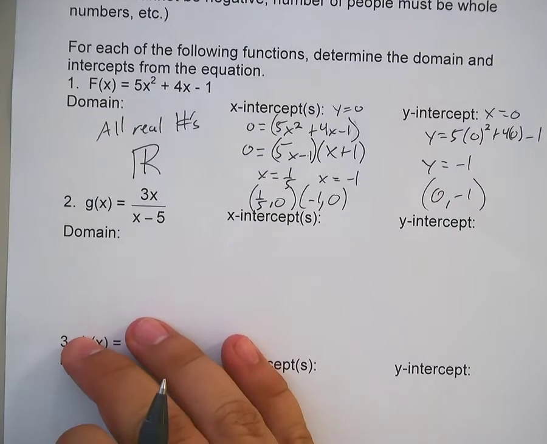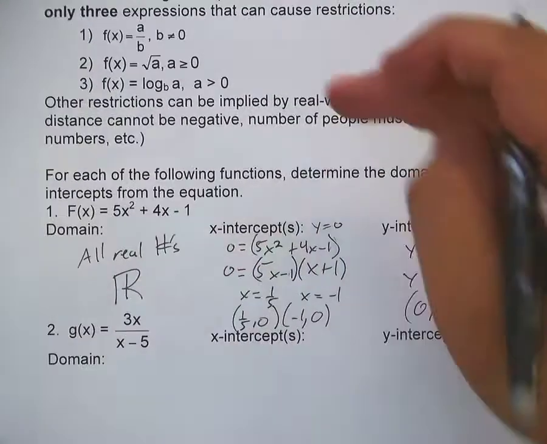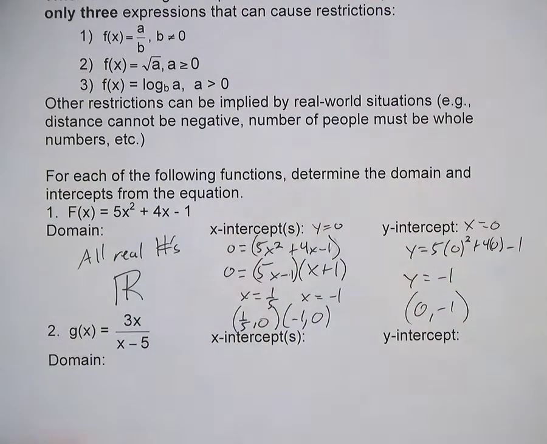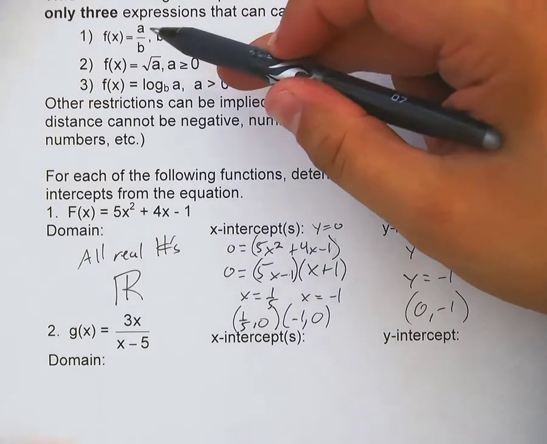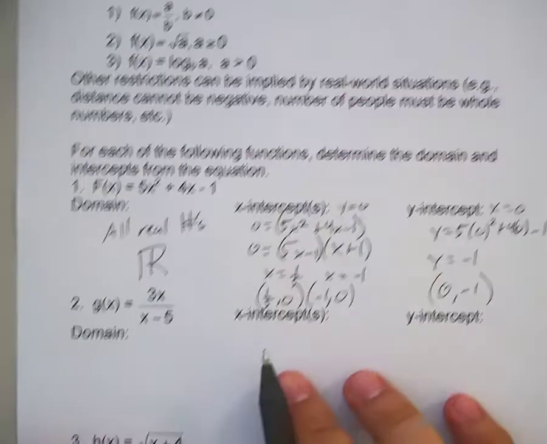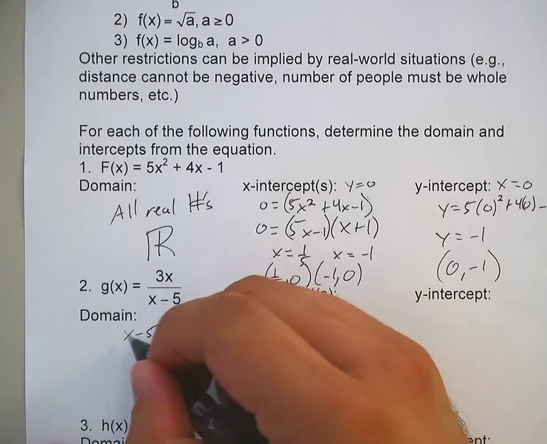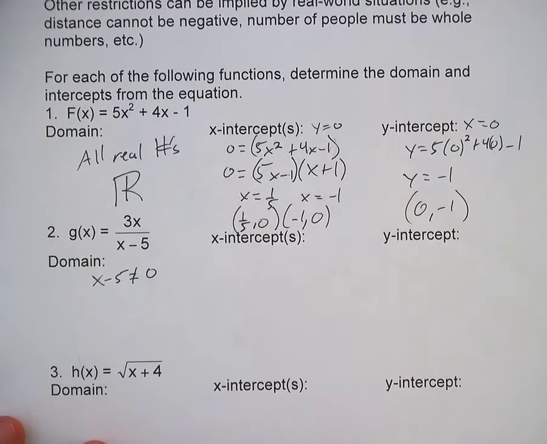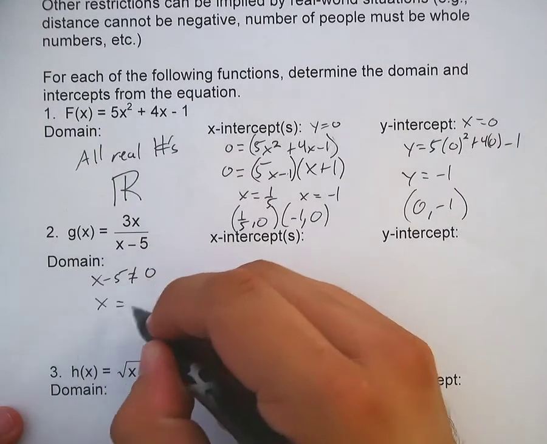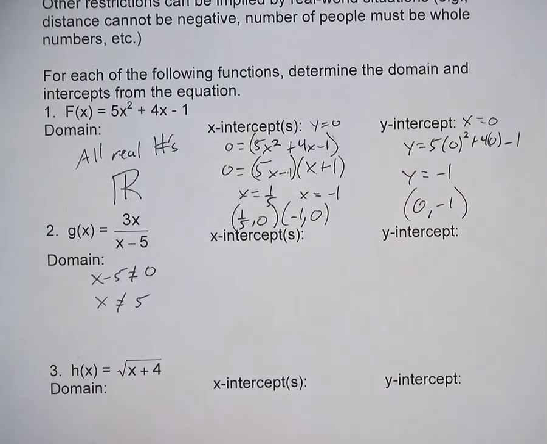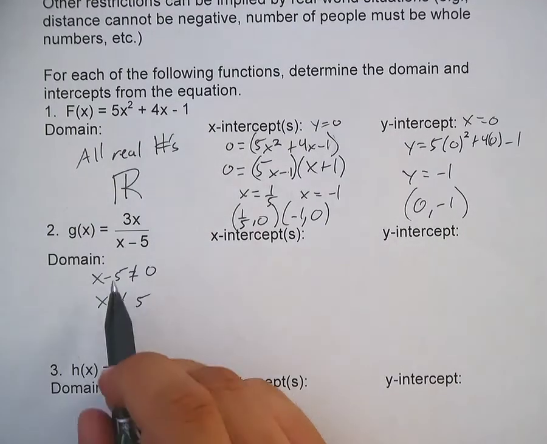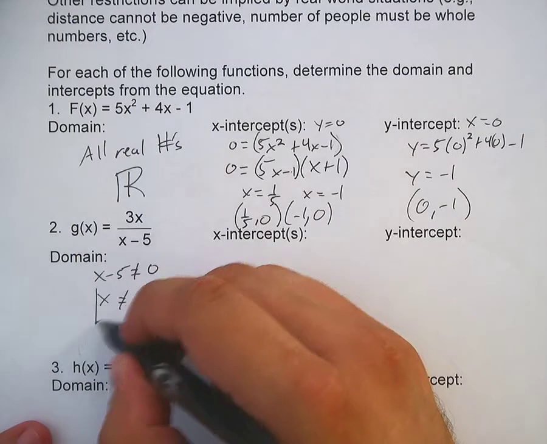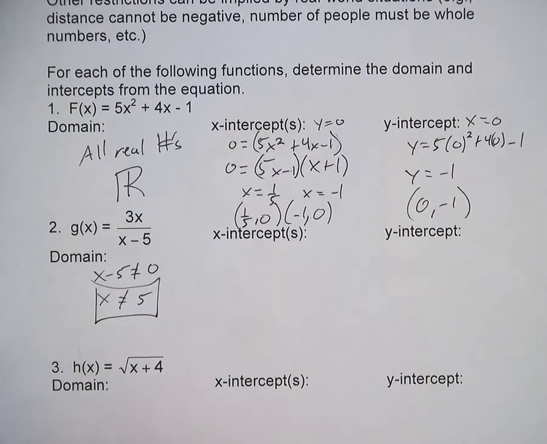3x over x minus 5. Is this one of these situations? That's what I'm looking at. Is this one of these situations? Yes, it is. It's the first one. The bottom cannot be 0. X minus 5, go ahead and write it, cannot be 0. So where does that happen? X cannot be 5. Add 5 to both sides. There's your domain. X can't be 5. Easy peasy.